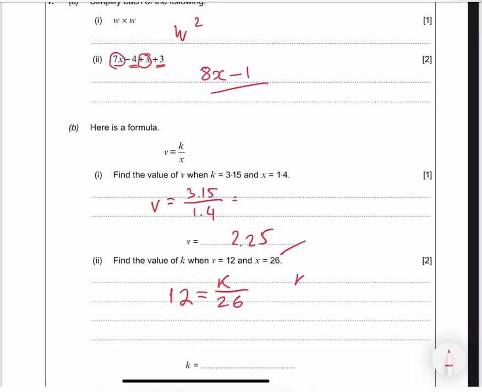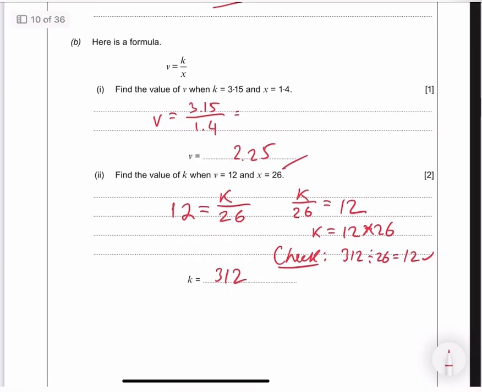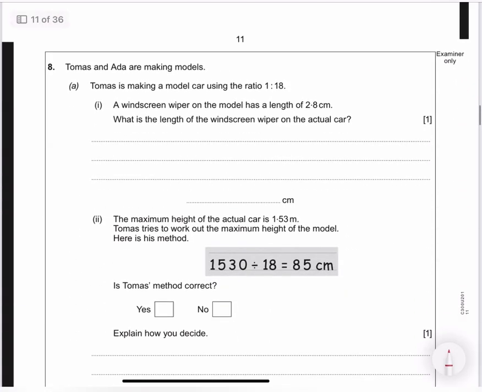I would probably swap the sides around, so I would put k over 26 equals 12, and then you can see something divided by 26 gives you 12. So to find that number, we need to multiply 12 by 26. So use the calculator and you will see that is 312. So do check your answer. Always check your algebra, the normal way. So 312 divided by 26 does give you 12.